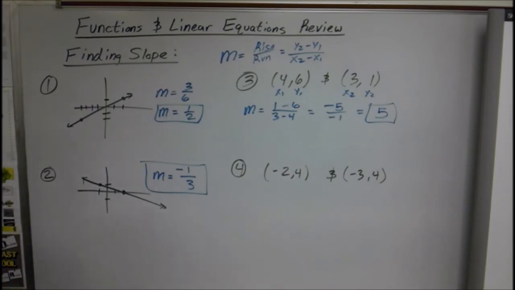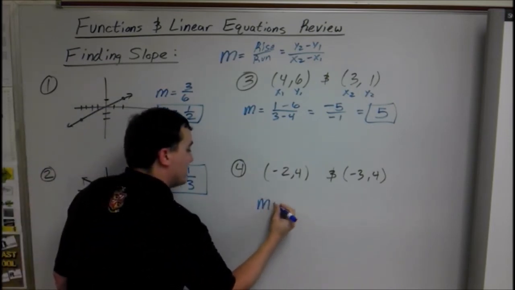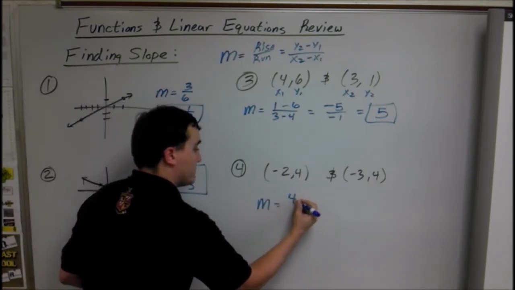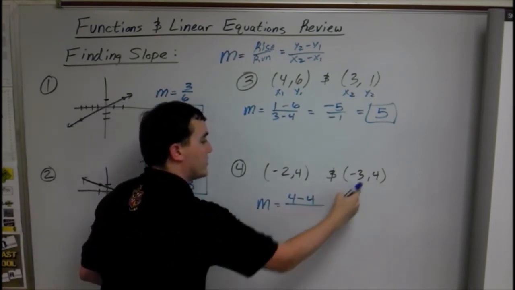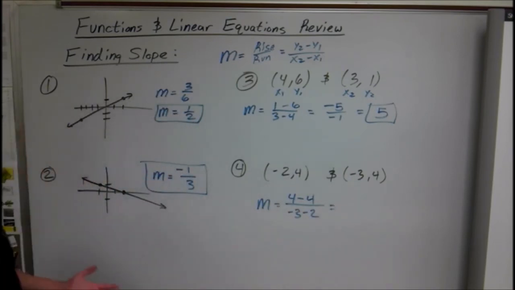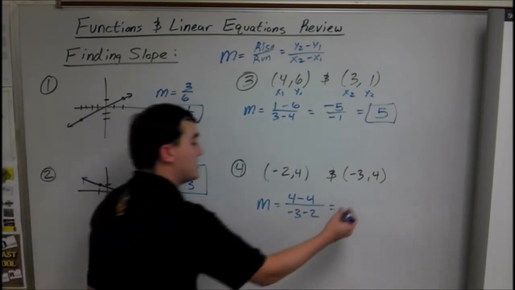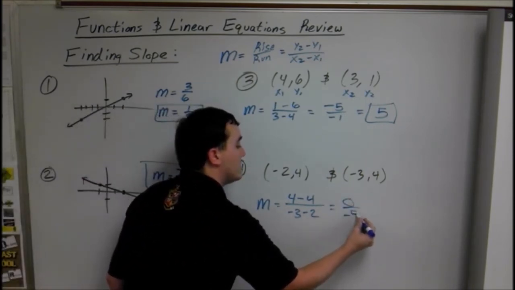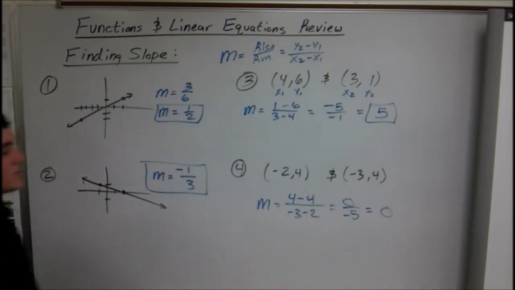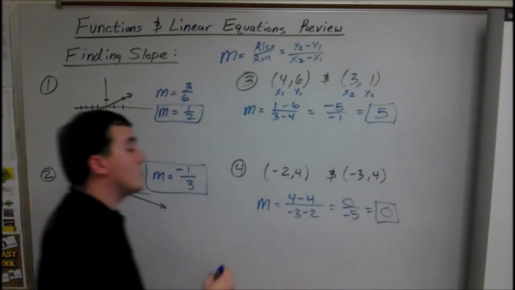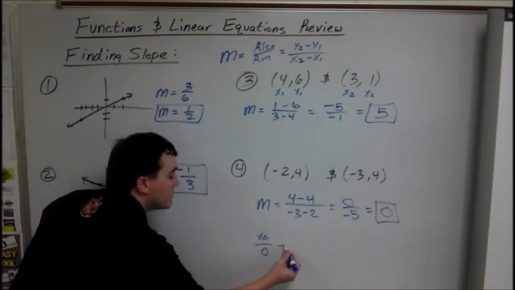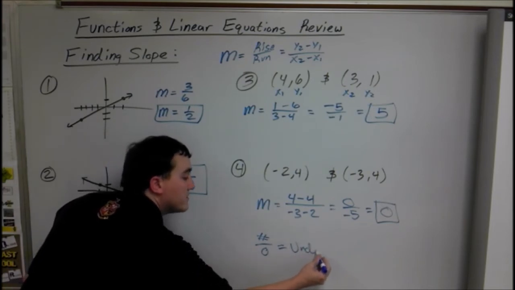And the last one, same case. M equals y2 minus y1, 4 minus 4, over negative 3 minus 2. Now you can do the math here, or you'll just see that it's going to be 0 over some number. 0 divided by anything is 0. So that's the slope of that one. Now remember, if the 0 appears on the bottom, say you have some number over 0, you can't divide by 0. That's undefined.